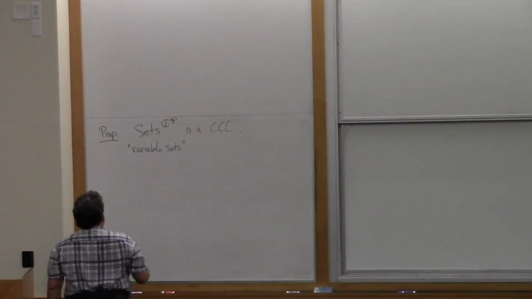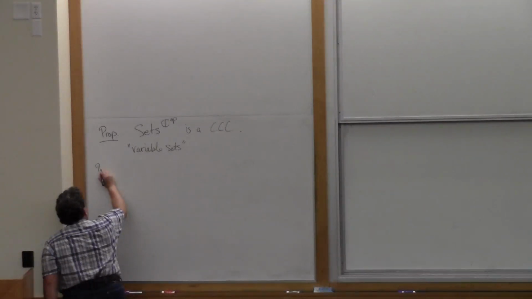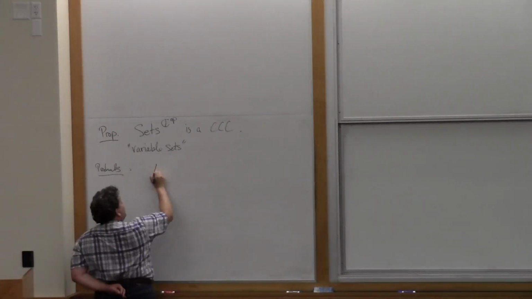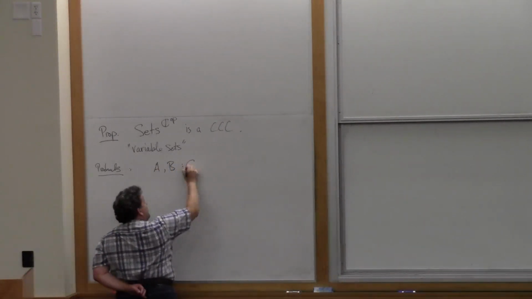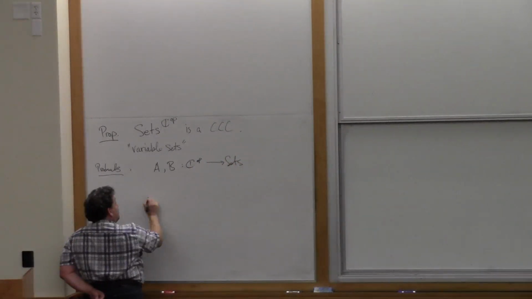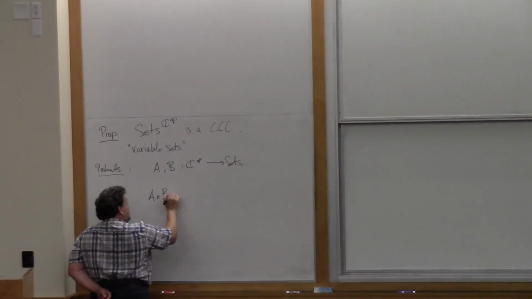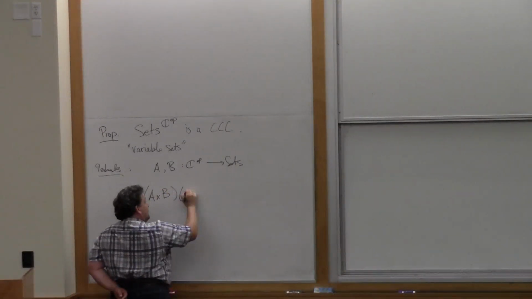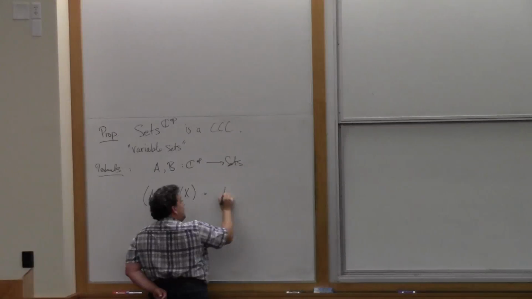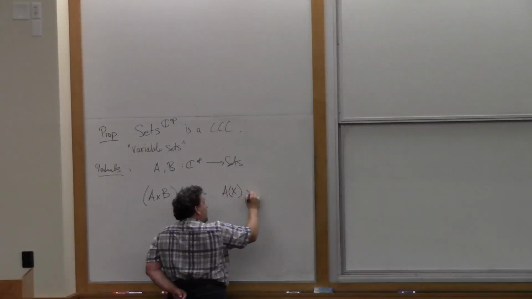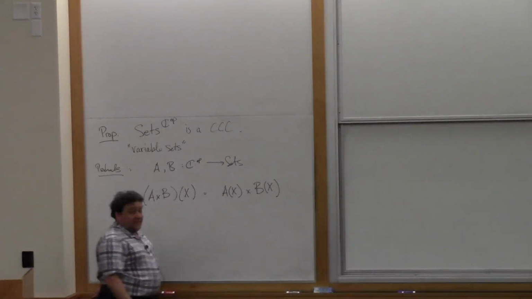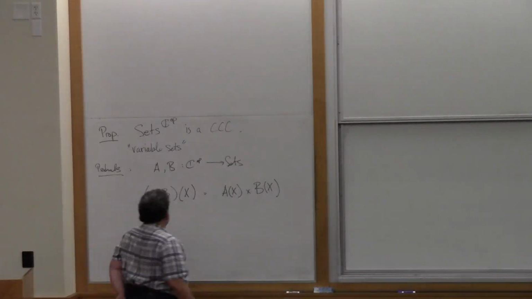So it was a homework problem to show that these things have products. So if I take two such variable sets or diagrams, I can make the product, and I think I told you how to do it. I said for every object X in the category C, let the product simply be the product of the values of these two functors. So we're going to make the products pointwise.